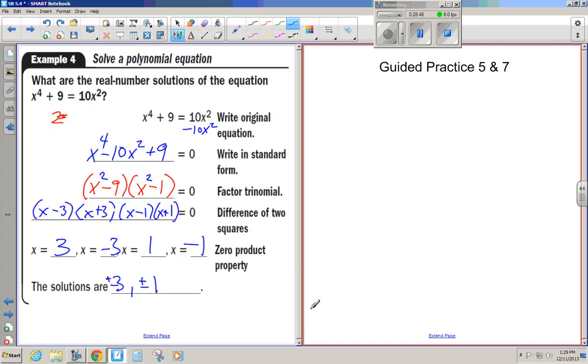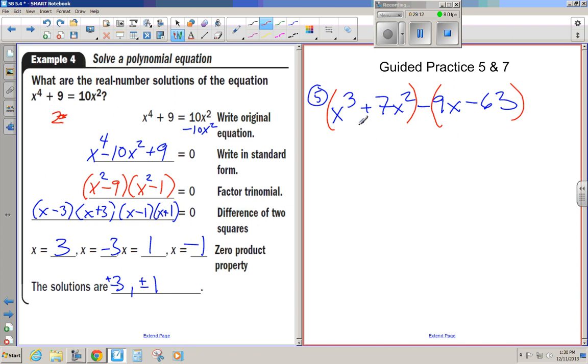All right, let's look at guided practice number 5. We're going to factor by grouping: x cubed plus 7x squared minus 9x minus 63. And you're going to group them together. We're going to first try to group these together like this. So divide out an x squared.